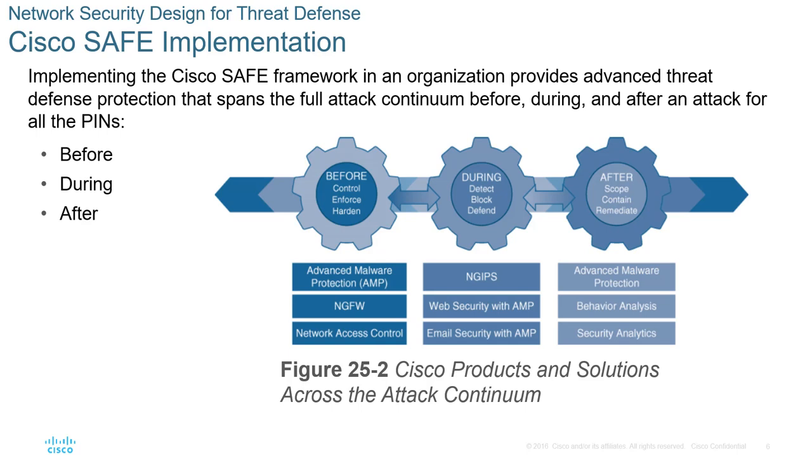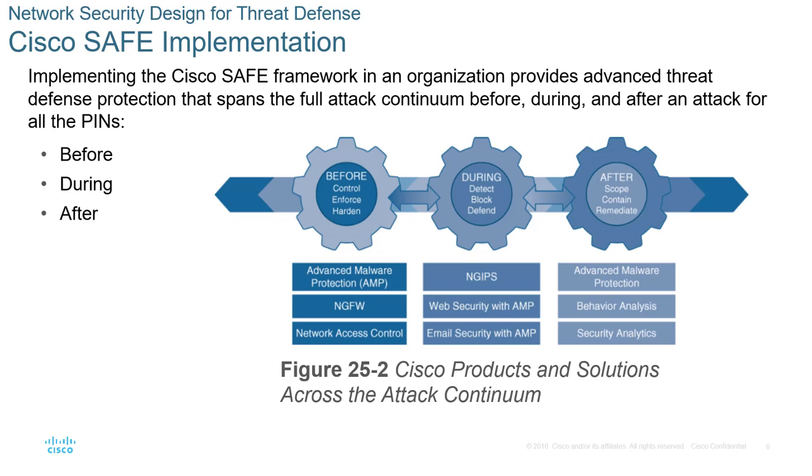If we're looking at the different PINs, before the attack, we could be looking at things like firewalls or network access controls. During the attack, we can be looking at different IPSs, filtering using either web or email security. And after the attack, that's going to be more of the contain and remediate. That's going to be things like advanced malware protection and behavioral analysis and then security analytics. That way we can ensure that we are safe once again.